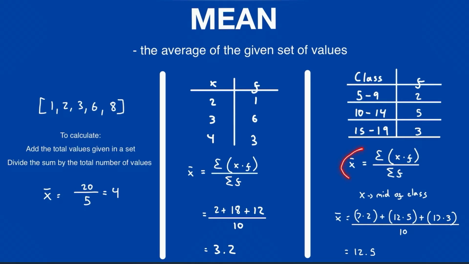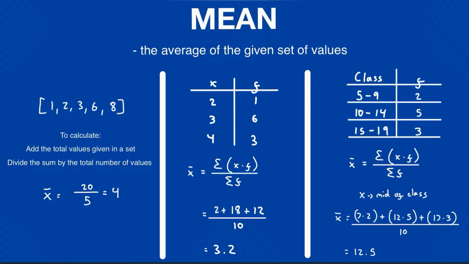So the formula here is the same. However, when we say x, that is now the mid of each class. For example, in the class of 5 to 9, the middle of this would be 7. So we take x as 7 here. In the class of 10 to 14, the middle would be 12. So we take 12 as the middle for there. And lastly, in the class for 15 to 19, the middle would be 17. And so we take x, which is here, as 17.